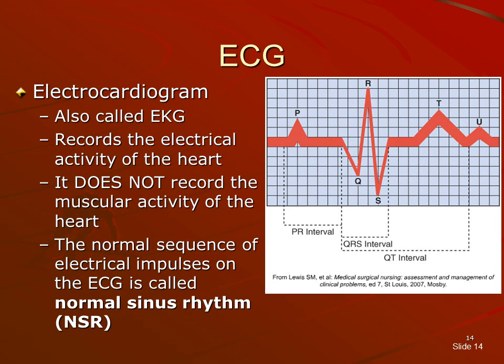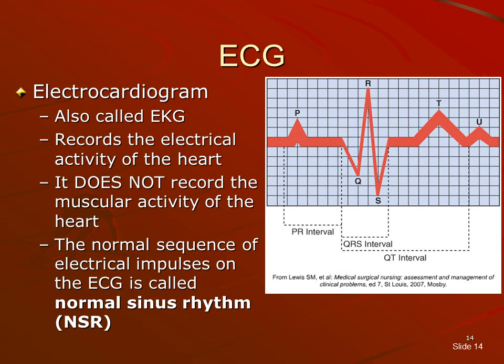The ECG does not record the muscular activity of the heart. Remember, it is solely the electrical activity of the heart. The normal sequence of electrical impulses on the ECG is called normal sinus rhythm. So the picture to the right shows normal sinus rhythm. The following slide will show a video of how to interpret an ECG, going more in depth into the P wave, the QRS, and the T wave.